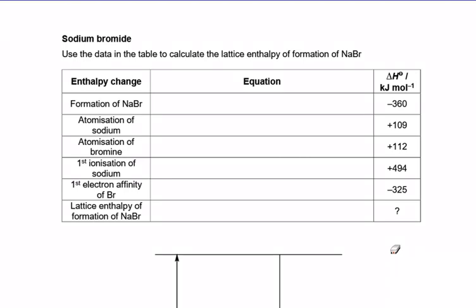Now in an exam you would just get the name of the change with the value at the right hand side. You wouldn't have a space to write an equation, but it's really good for you to get these Haber cycles right by knowing what each change represents. So please pause the video now and try to write balanced chemical equations with state symbols for each of these changes.